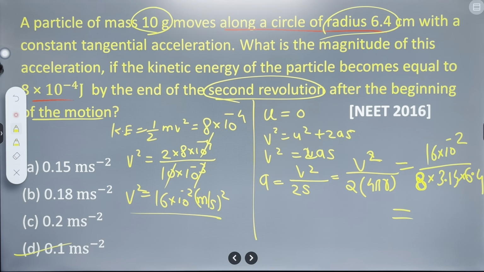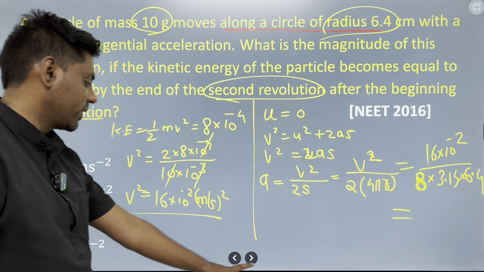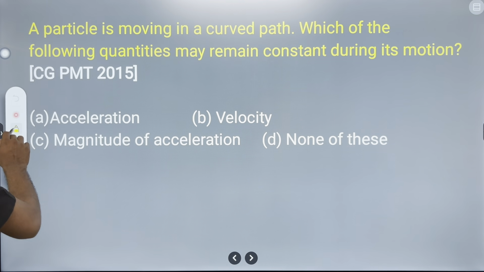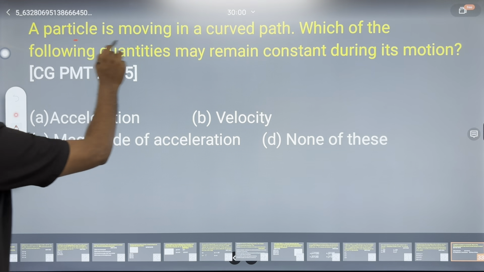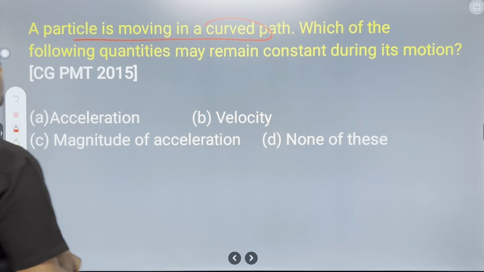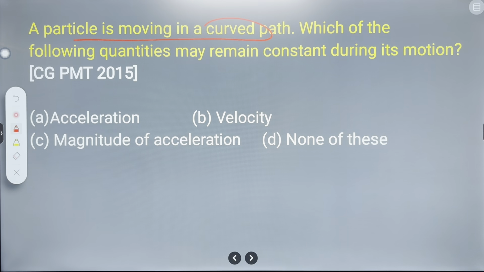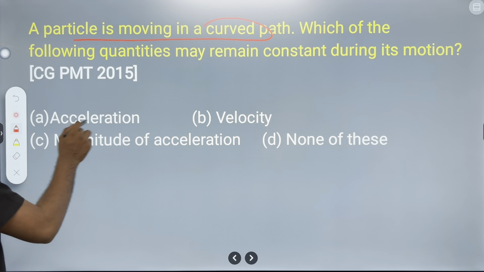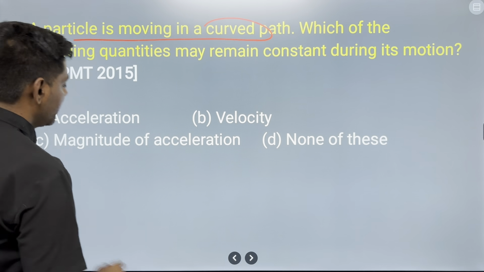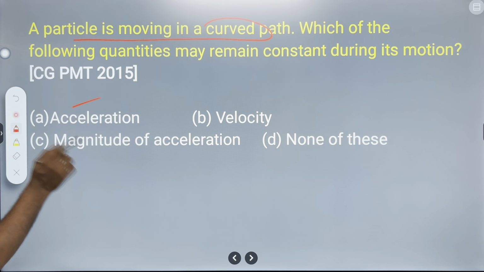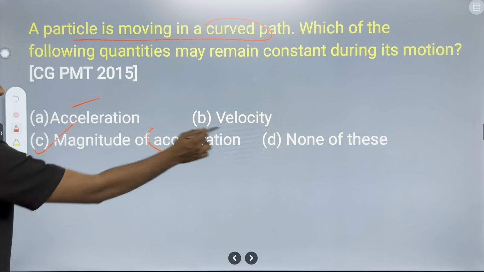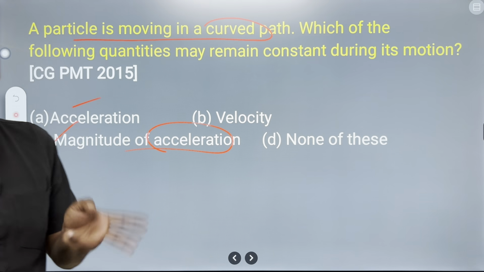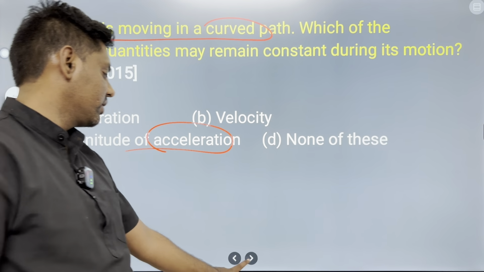So option D is the correct answer of the given example. We go for the next. Next example: a particle is moving in a curved path. Which of the following quantities may remain constant during its motion? Acceleration, velocity, magnitude. Okay, acceleration will change, velocity will also change, but the magnitude of acceleration will be the same. The direction will change, but the magnitude will remain the same.